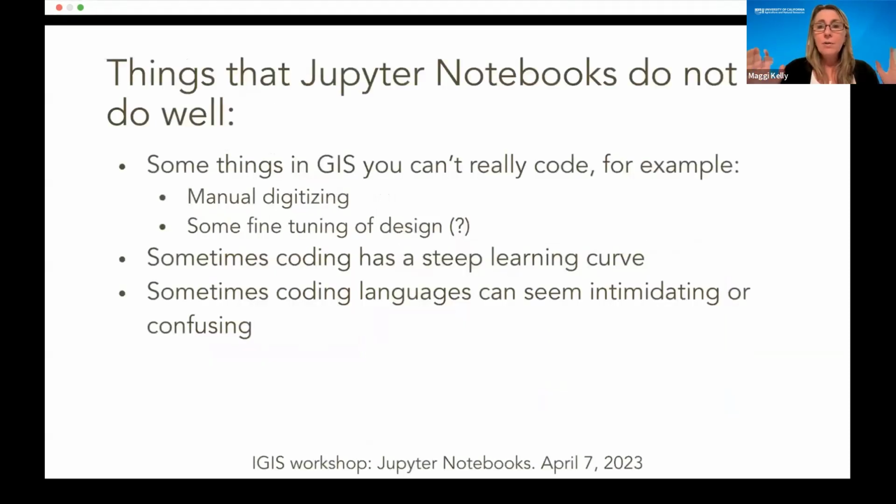We've talked about how Jupyter Notebooks do all these amazing things. We should also touch on things that maybe they don't do well. There are some things in GIS, I think, that you really can't script. For example, sometimes you have to put mouse to image and do some manual digitization, and that's kind of hard to script. There are lots of ways to do it, but sometimes you really do just have to do it yourself, and that's tough to do in a notebook.